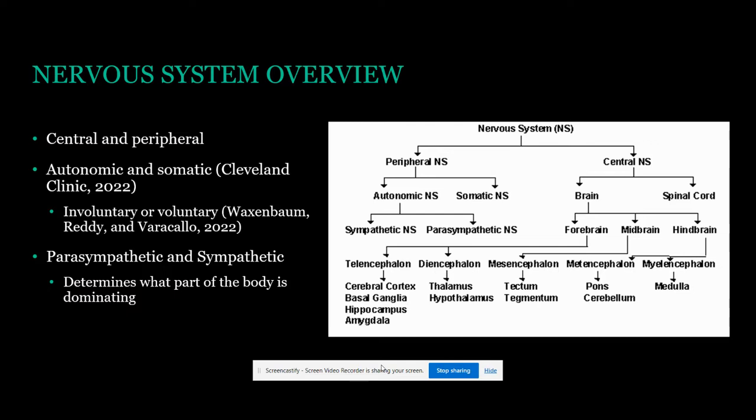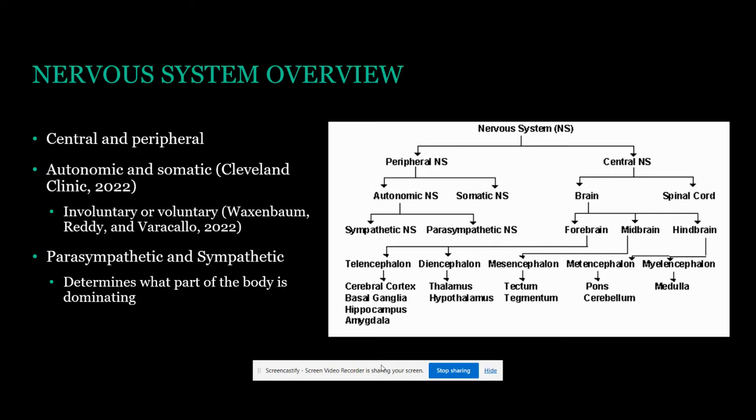So let's look at our overview of the nervous system. The main division of the nervous system is the central and peripheral nervous system. We talked about the central nervous system last week, and this picture to the right of our flowchart shows a breakdown of the central nervous system with the brain and the spinal cord. Last week we broke down the sections of the brain. This week we're going to focus on the left side of our flowchart where we start looking at the peripheral nervous system, and more specifically, the autonomic nervous system.